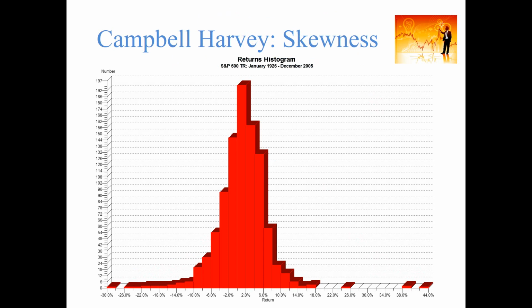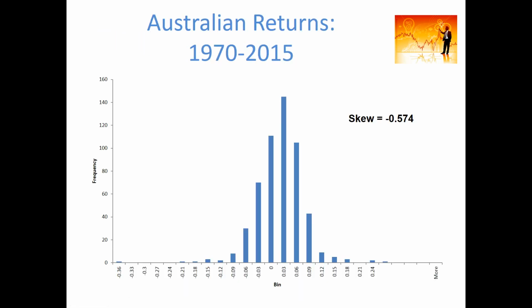Now let's see some examples. This is a return distribution of the United States from 1926 to 2005, and you can see that there are more negative returns compared to the positive returns. So the US returns exhibit a negative skewness. And what about Australia? This is Australian evidence from 1970 to 2015, and also you can see that there are more negative returns compared to positive returns, and when we calculate skewness, it's negative.